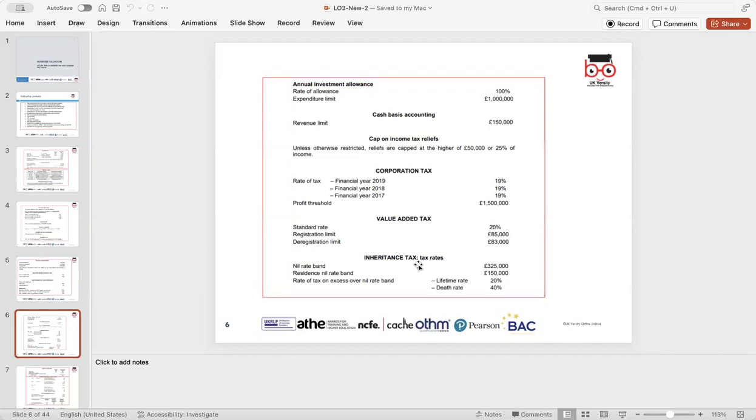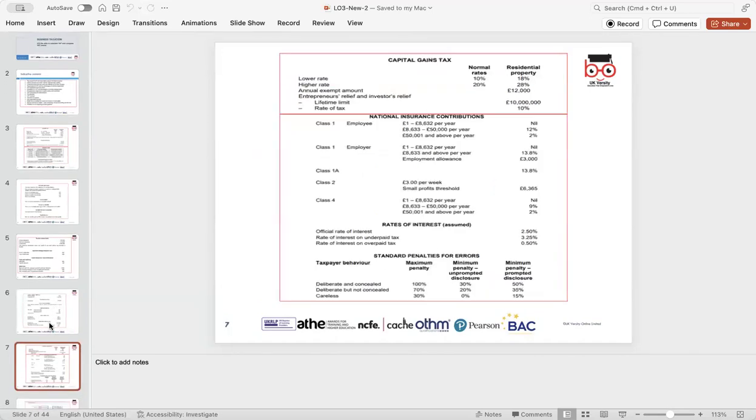Inheritance tax again is a tax on the estate, property, money, and possessions of someone who has died. The nil rate band is £325,000, and there is a residence nil rate band of £150,000. The rate of tax on the excess over the nil rate band is 20% for lifetime gifts and 40% for death.